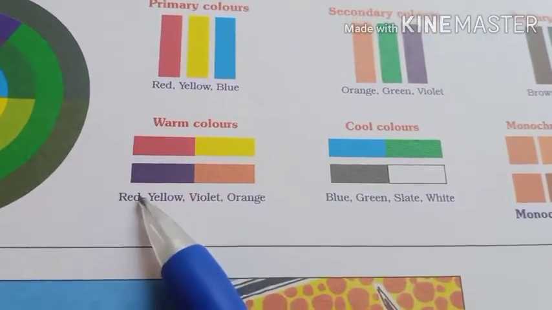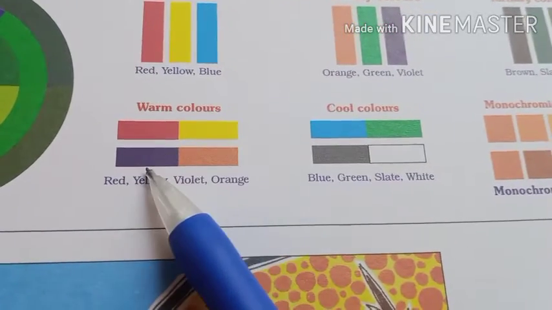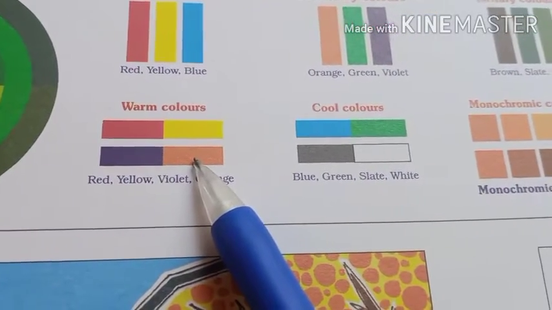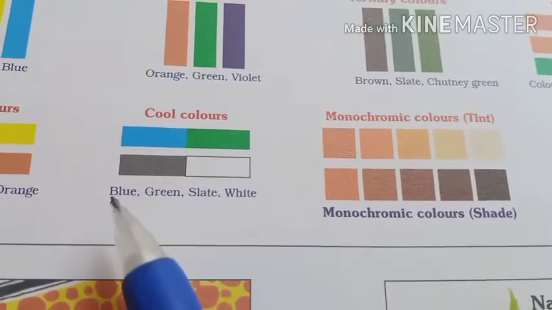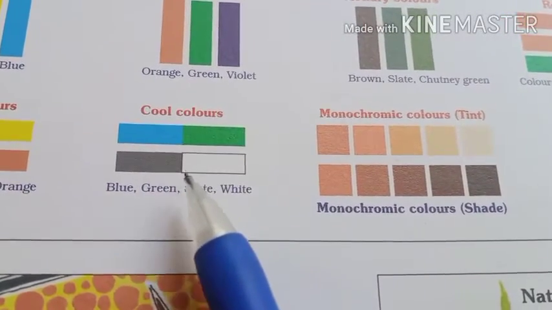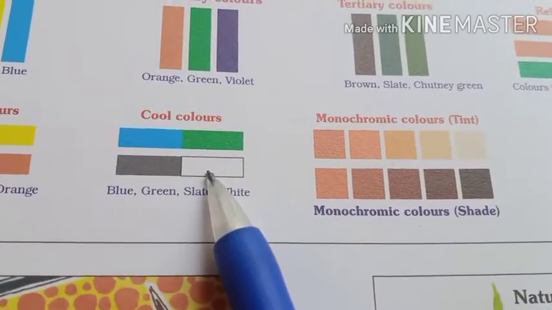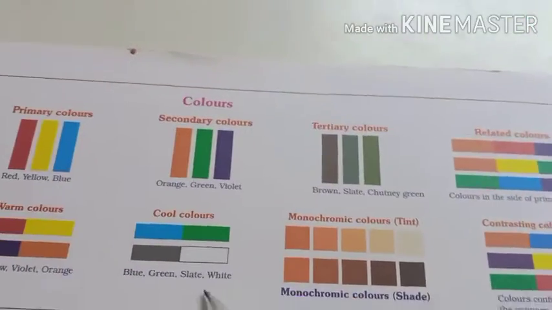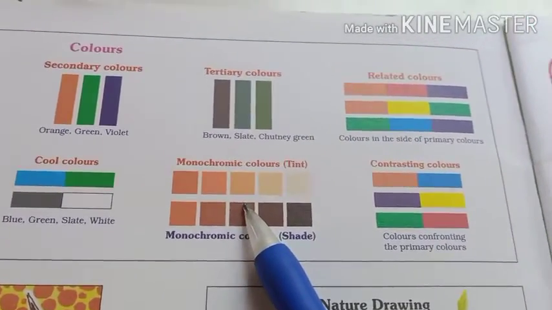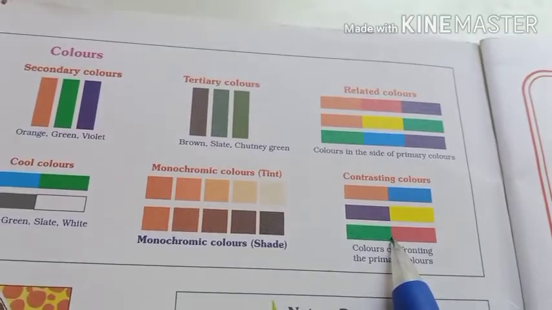Now see, red, yellow, violet and orange are warm colors. Blue, green, slate and white are cool colors. And see the monochromic colors and contrasting colors.